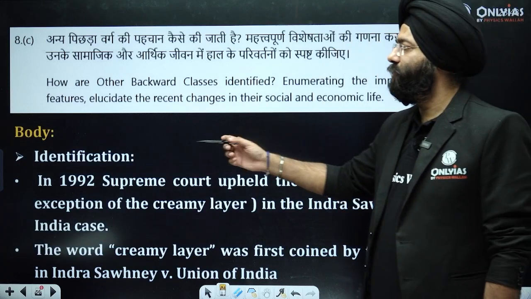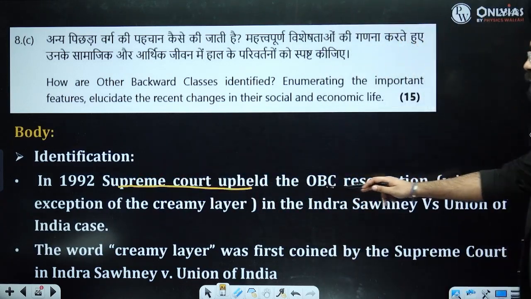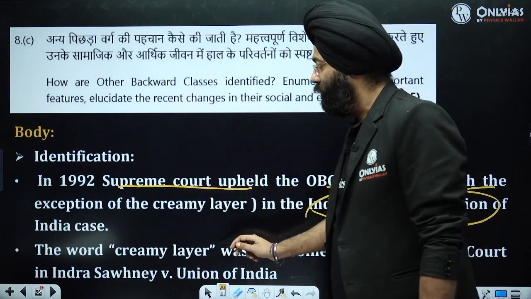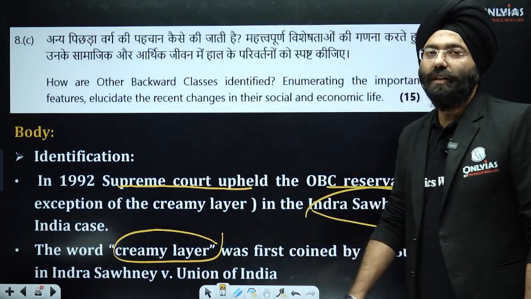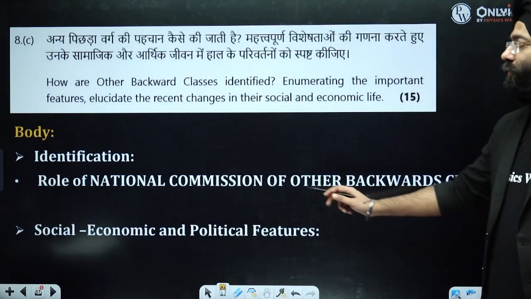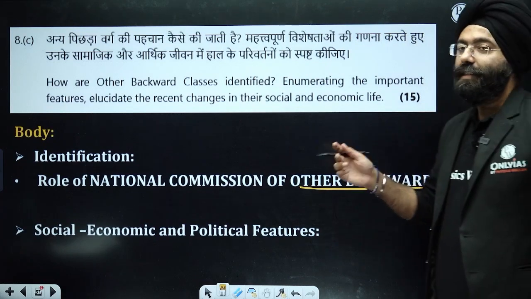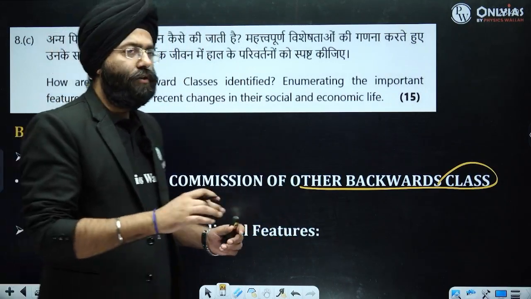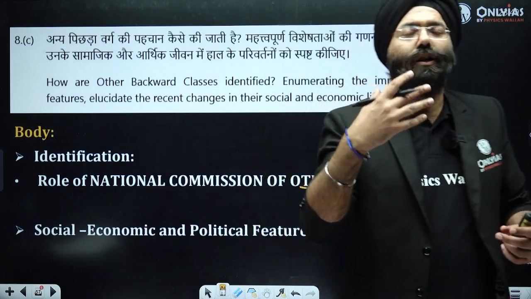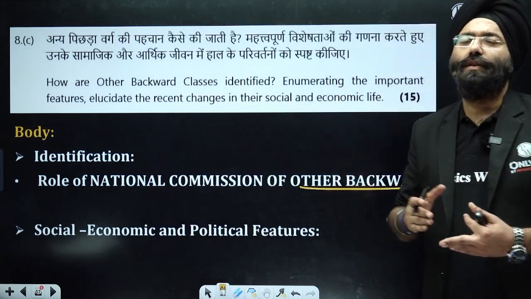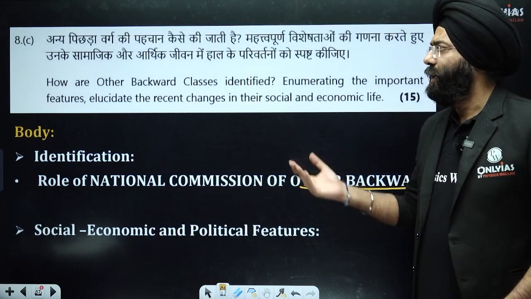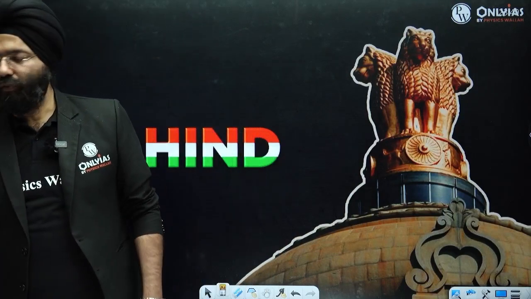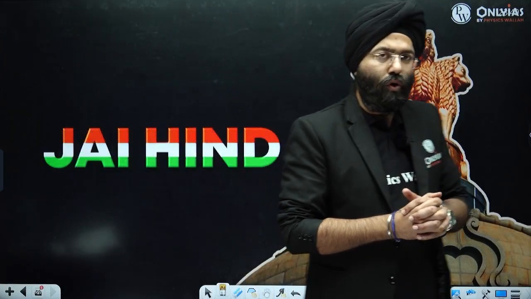Then you have to mention that in 1992 the Supreme Court upheld the OBC reservation when it was implemented. The Indira Sawhney case needs to be mentioned. Again, the concept of creamy layer has to be mentioned when you are giving the explanation. Next comes the role of the National Commission for Backward Classes. These things have to be mentioned, how they're classified. Then next is socioeconomic condition. This is very direct, generally done in the class also, with respect to their jobs, economic status, land holdings, and other parameters. These were the major dimensions of part one, which we have done for Anthropology Paper 2.